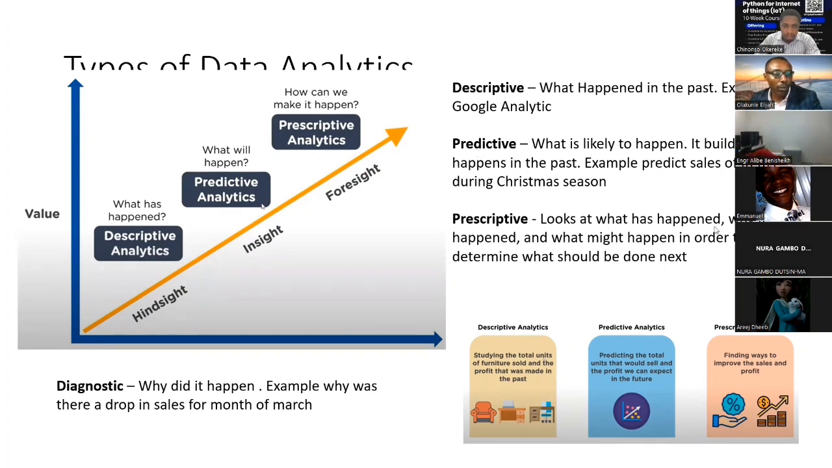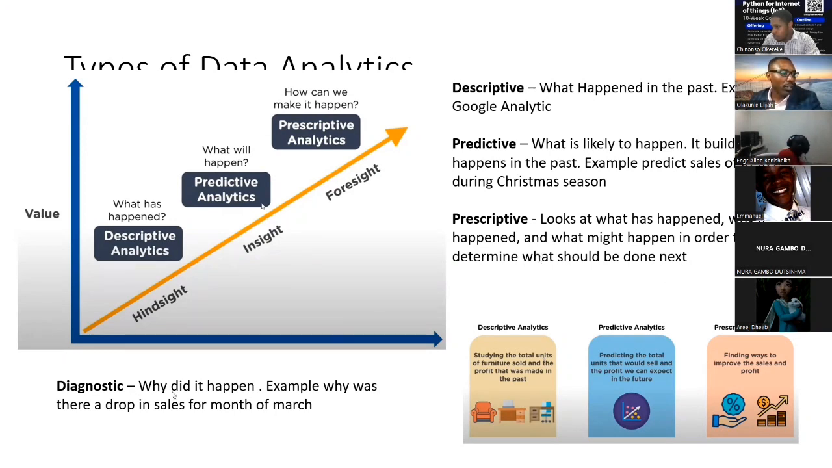It looks at what has happened, why it happened, and what might happen in order to determine what should be done next. So that is where, when you want to take actions and take decisions, prescriptive comes in.